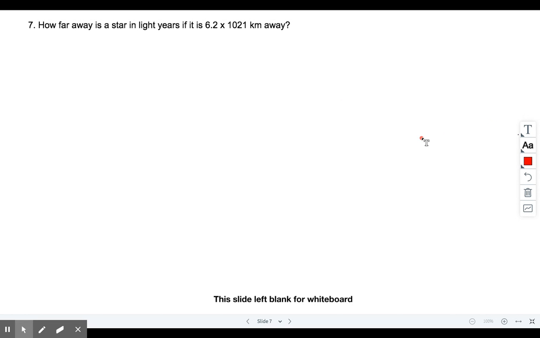How far away is a star in light years if it's 6.2 times 10 to the 21st kilometers away? Okay, so this is now, we want to know the time on this one. Let me change to mine. Cool. Okay.